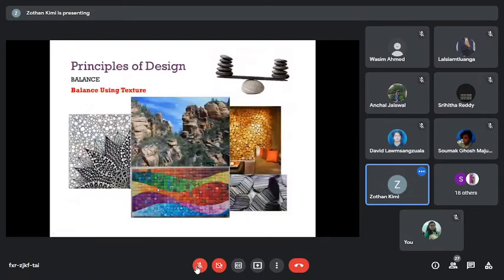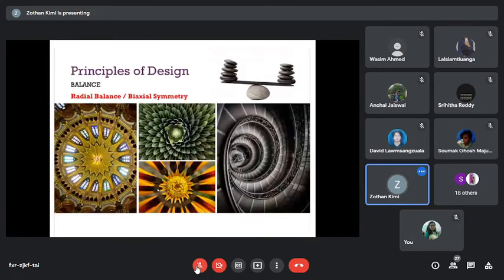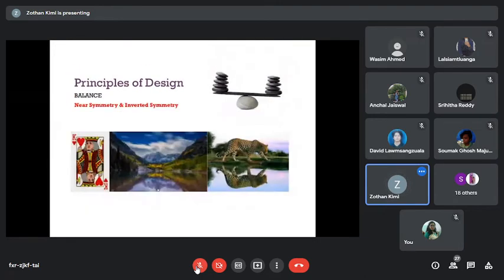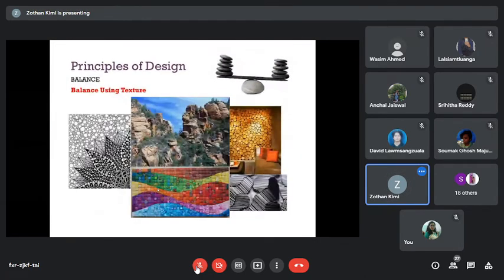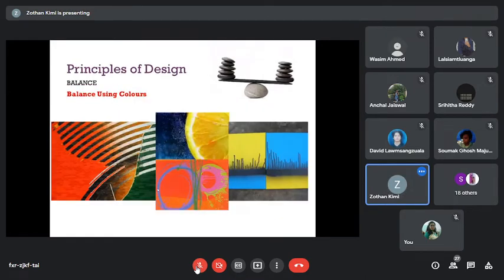All right, so let's move on. This is the balance using texture. We've already talked about texture, and I think we've discussed the asymmetrical balance. Hold on, just give me a second. Okay, so this is the balance we are trying to achieve using texture as well. This is the balance we are trying to create using colors.